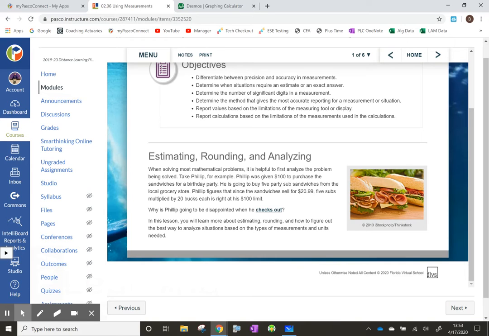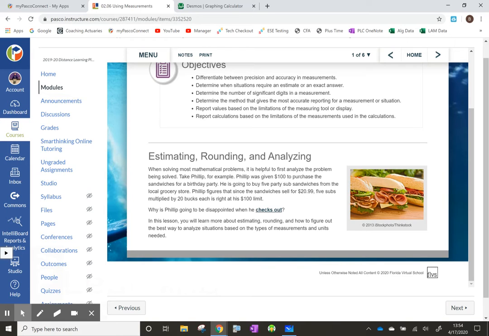But something's wrong here, right? What's going wrong? The subs are $20.99, not $20. He's estimating, right? He's saying about $20 per sub. 5 subs would be $100, which is his budget. But it's not really, because $20.99 is really more like $21 per sub. So that's how he should have estimated it. He should have figured, oh, it's $21 per sub. That would be about $105 if I got 5 of them, which is obviously over that limit.